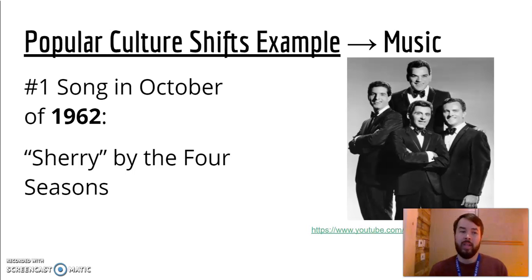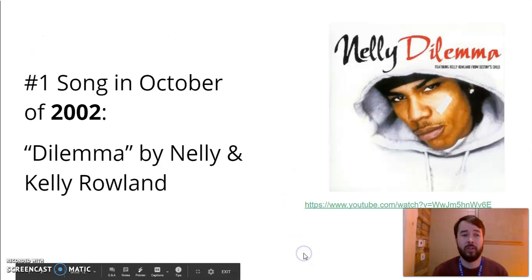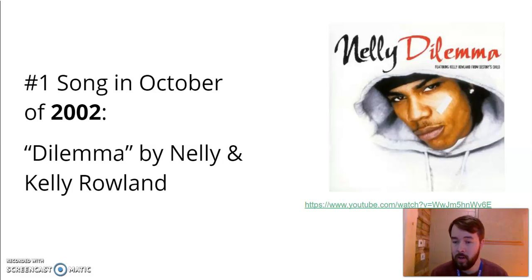So the number one song in 1962 was by this singing group called the Four Seasons, and the song was called Sherry. Okay, so you see these guys were on top of the world in 1962, super popular. If we skip to the number one song of 2002, it's going to sound a little different. It's a song by a dude named Nelly and a lady named Kelly Rowland called Dilemma. Look that one up. That's a jam as well.